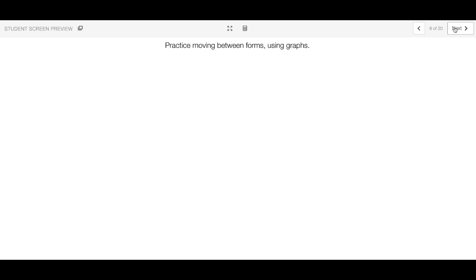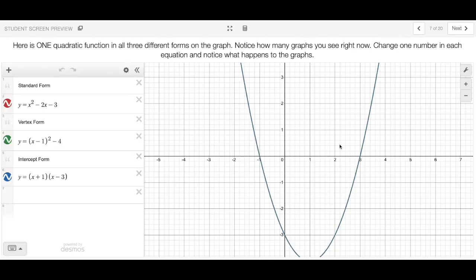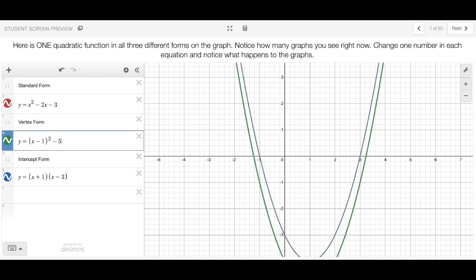I want to preview the rest of what you're going to be doing today in Desmos, just so that you're clear on what it is that you're trying to do. The next several screens are going to be all practice. This screen explains that when you have one equation written in 3 different forms, you're going to end up with one graph. And it asks you to prove it by changing one of these numbers. So if I change this to a 5, now it's moved. But if I change it back to what it was, which was 4, now the graphs line up again.